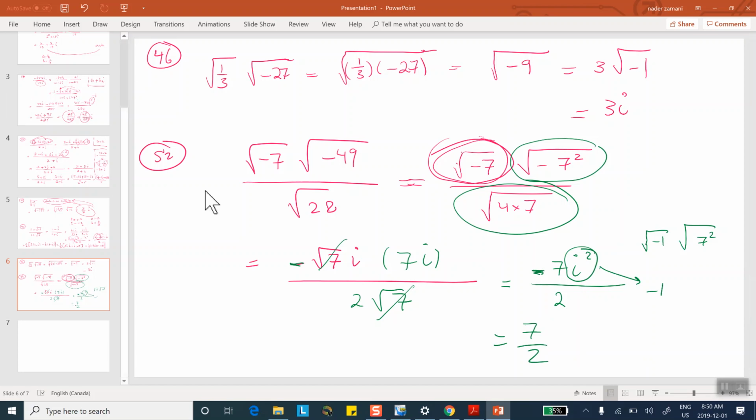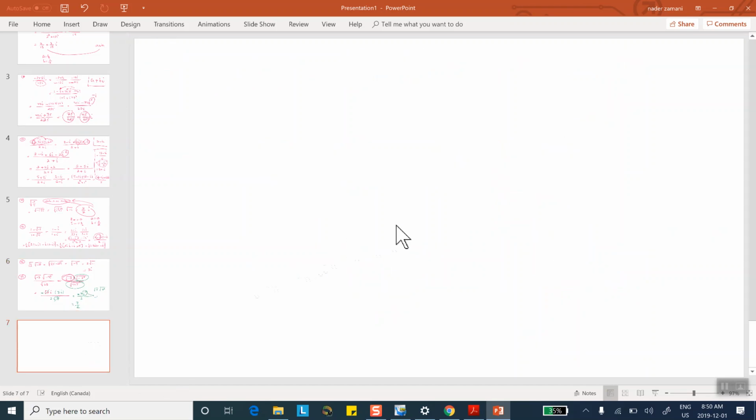Let's do number 54. It says write all solutions of this equation and express them in the form a plus bi. Okay, 9x squared plus 4 equal to 0. Now, this is a simple enough problem that you can do it without the quadratic formula. You can if you want to go that route, but you don't have to.